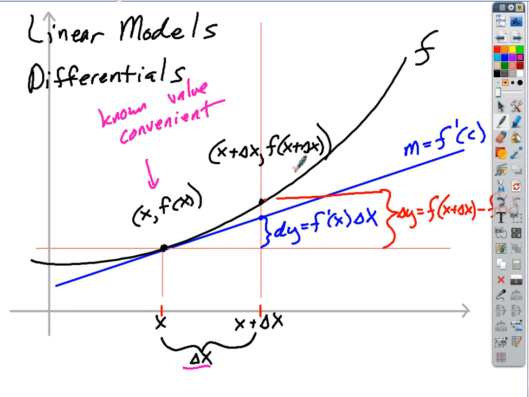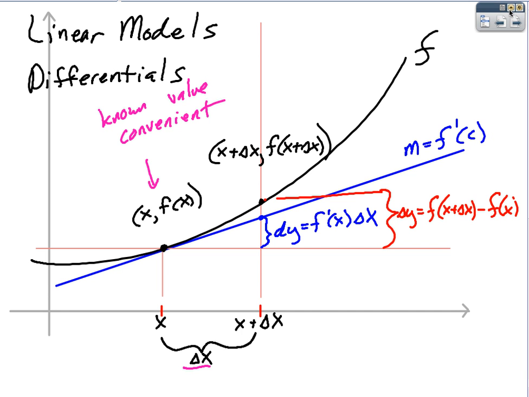Okay, if we want to find the actual change in the function, well, the actual change in the function from our starting point to our ending point, right? We started here and we moved delta x to the right. The change in the function we might call delta y. Okay? And that would just be the difference in those y coordinates, wouldn't it? It would be this y value, so f of x plus delta x, minus this y value, so minus f of x. Okay? No big deal. That's the exact change in the function.